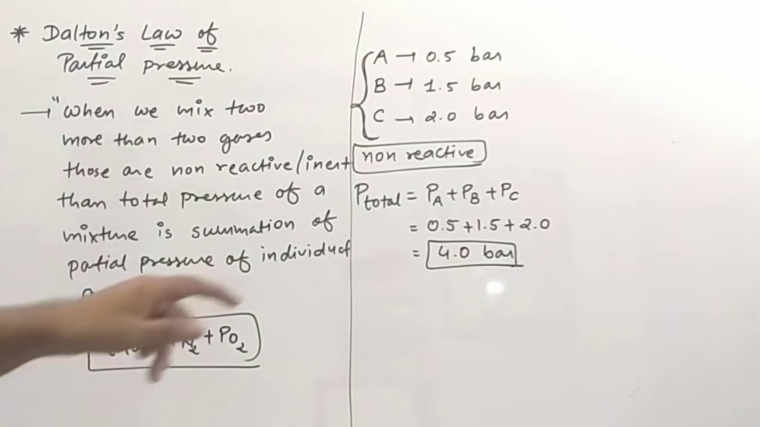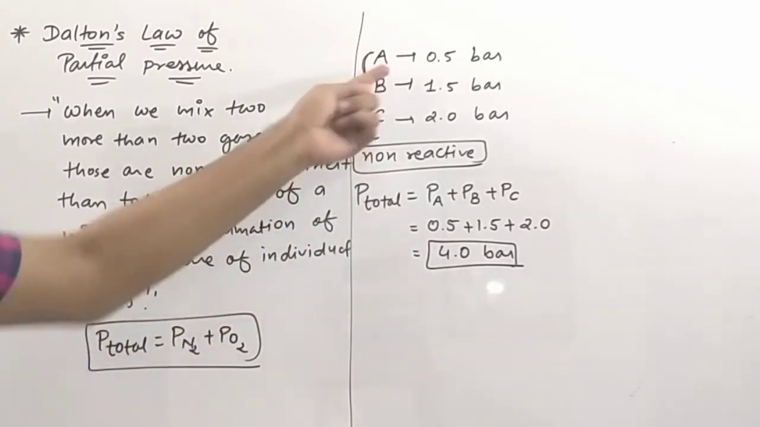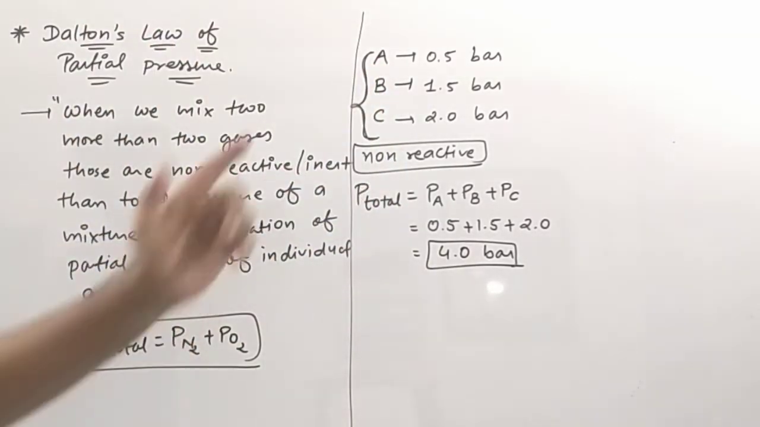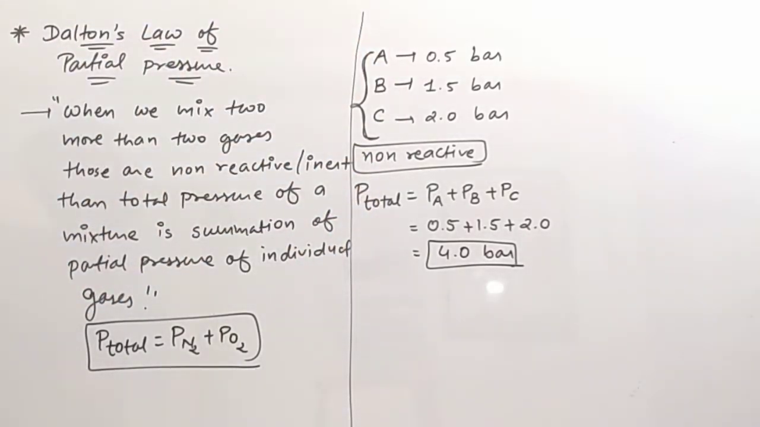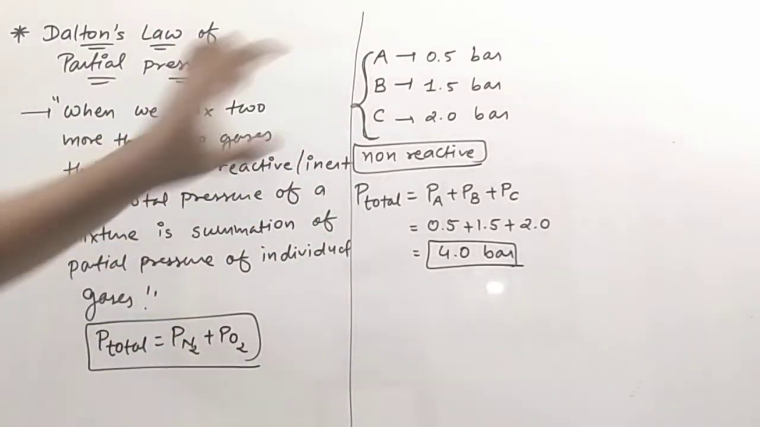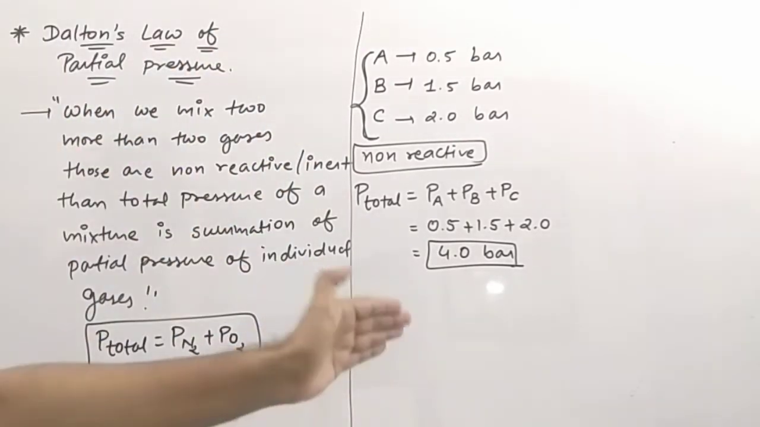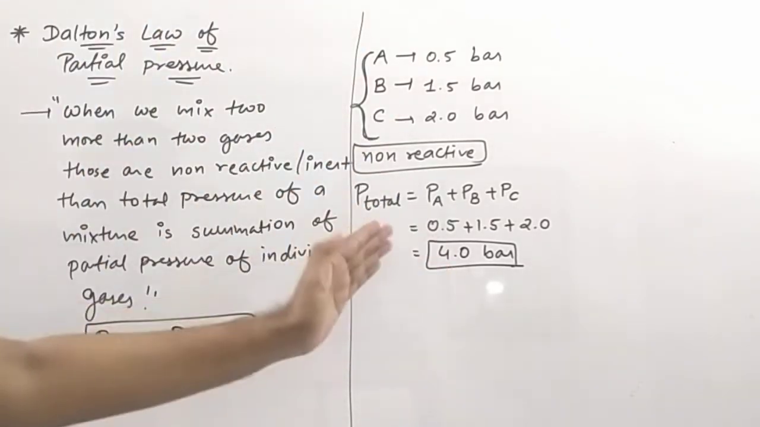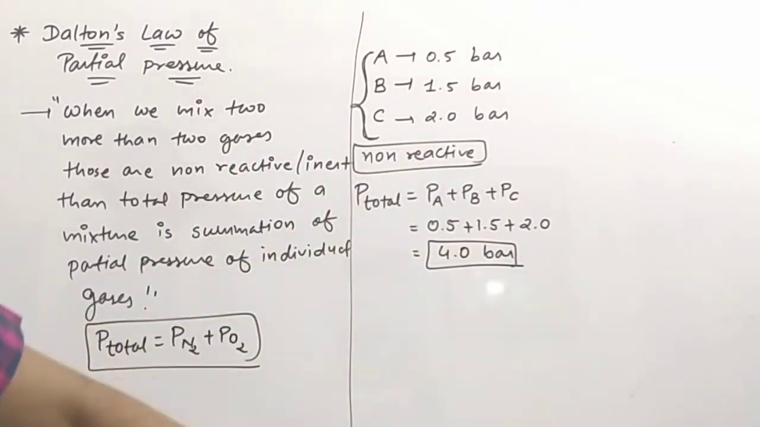Why am I calling this a partial pressure? My dear student, the total pressure is not only because of A, not only because of B or C, it is because of all three. Each and every one is giving its contribution, not the complete contribution but a partial contribution. That's why I have to write partial pressure. Clear? In a mixture, whenever we are writing, we write the partial pressure: the partial pressure of A plus the partial pressure of B plus the partial pressure of C.